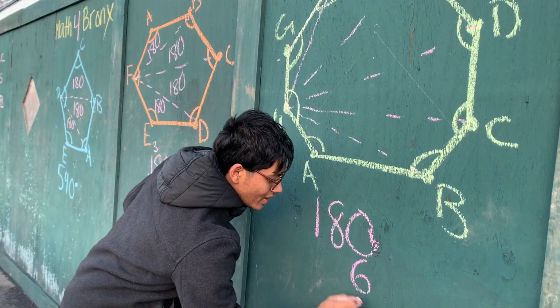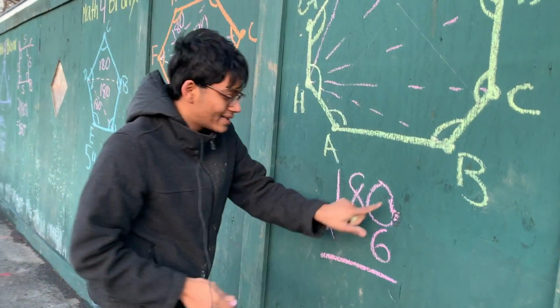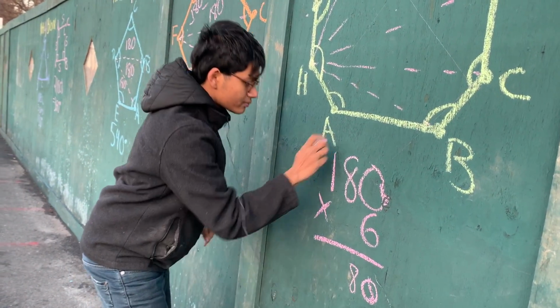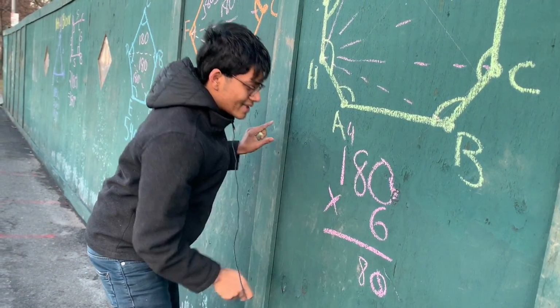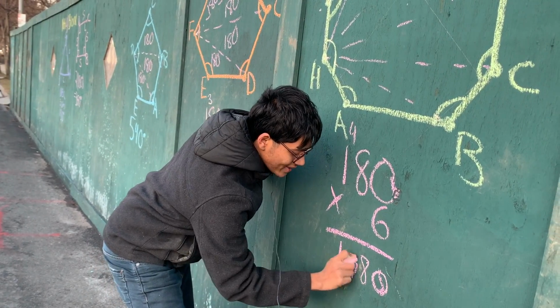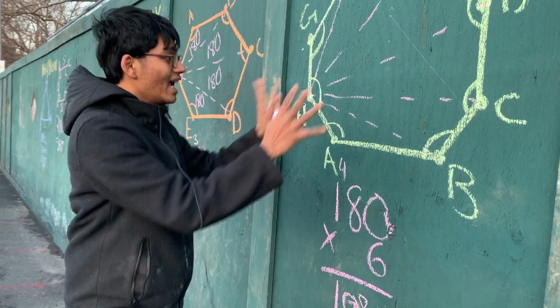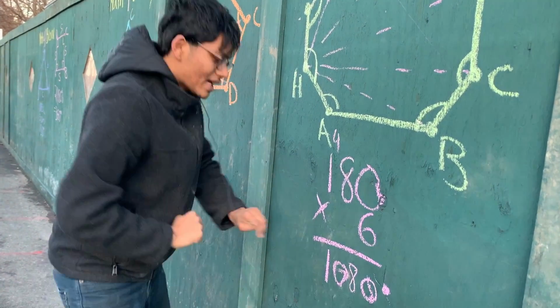So what's the total degree measure inside an octagon? It's going to be 180 times 6. So let's do the math. 6 times 0, 0. 6 times 8, 48. 6 times 1, 6 plus the 4, that's 10, 1080 degrees inside an octagon. So an octagon has 8 sides, 8 vertices, 8 angles, and 1080 degrees.